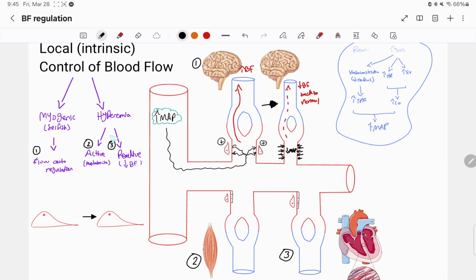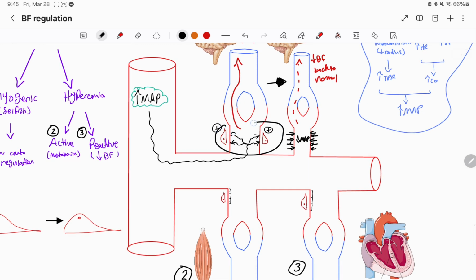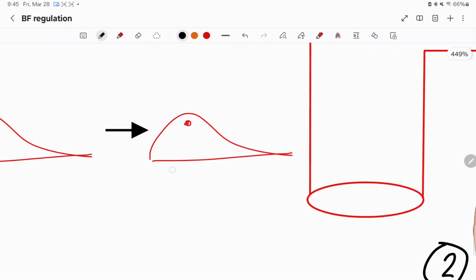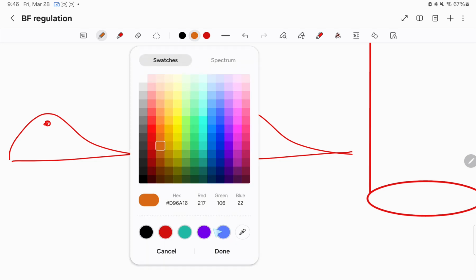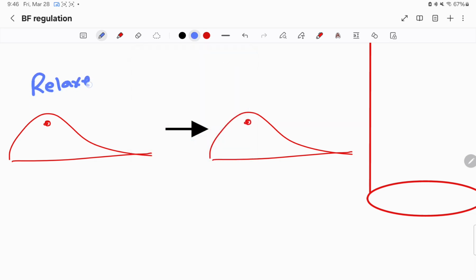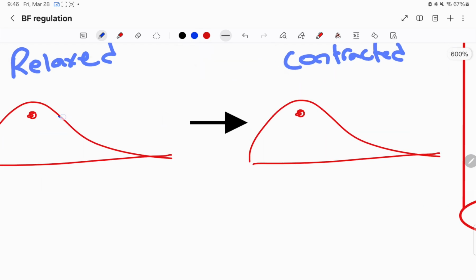Now, the other responses are hyperemia. But just a quick thing. A lot of people seem to be confused about how a stretch of these walls causes an activation of these smooth muscle cells. And I got a quick little sketch here for you, all right, where basically, let's say here is a relaxed smooth muscle cell, and here is a contracted one, okay? And they both contain something called a stretch activated calcium channel. So this is a stretch sensitive calcium channel.